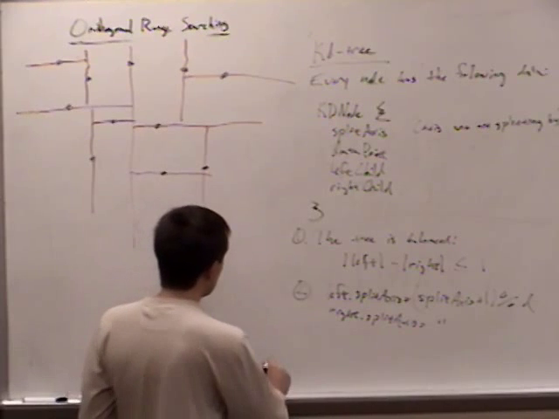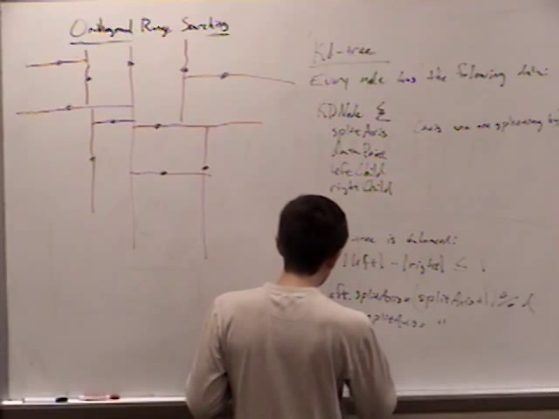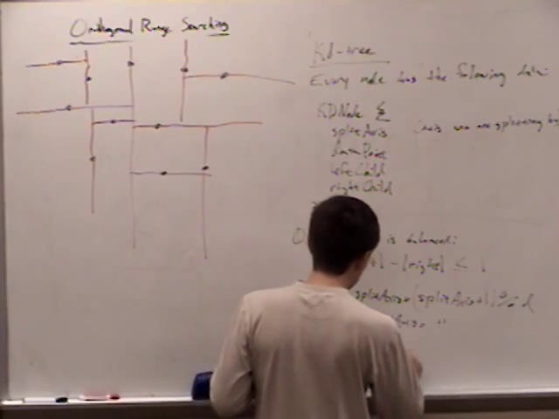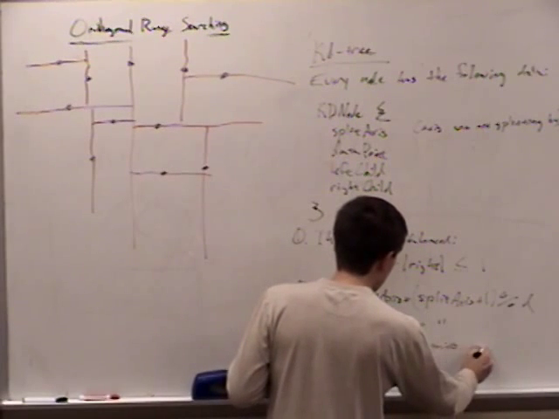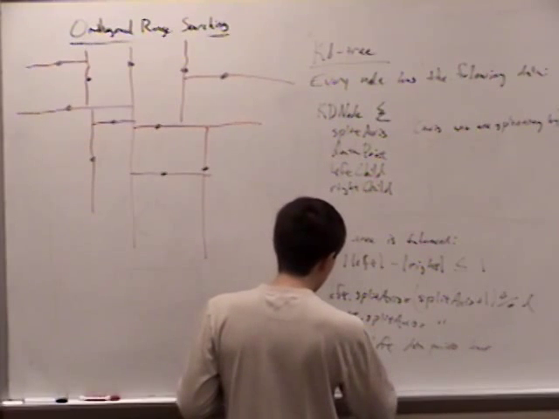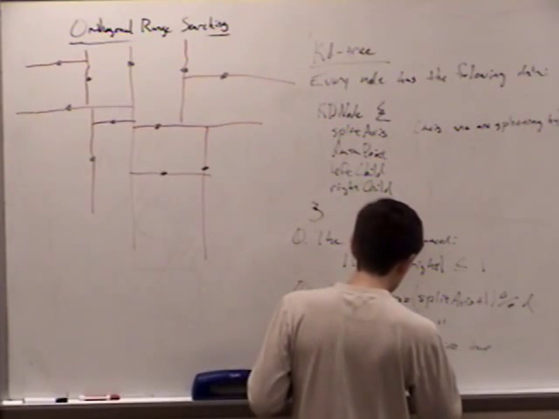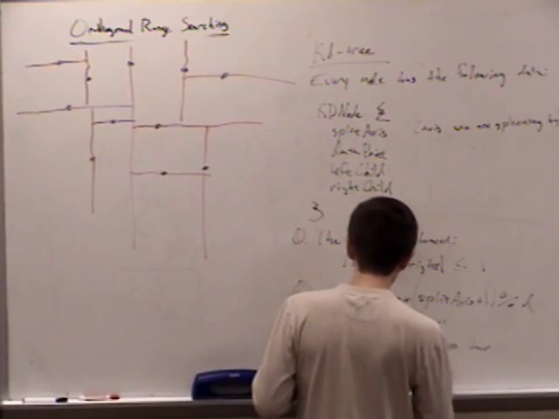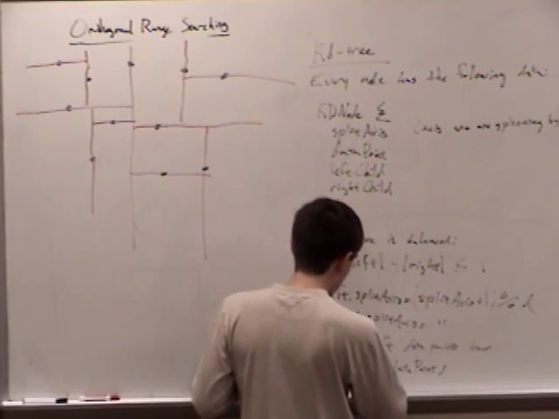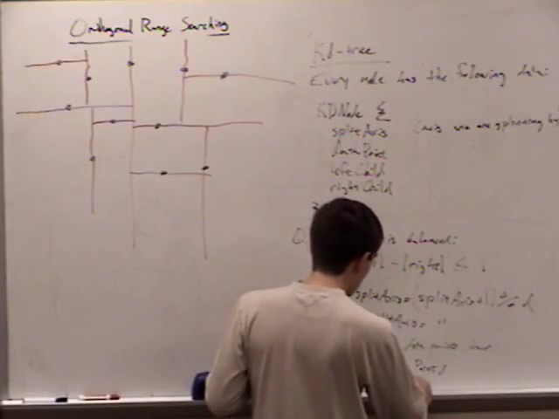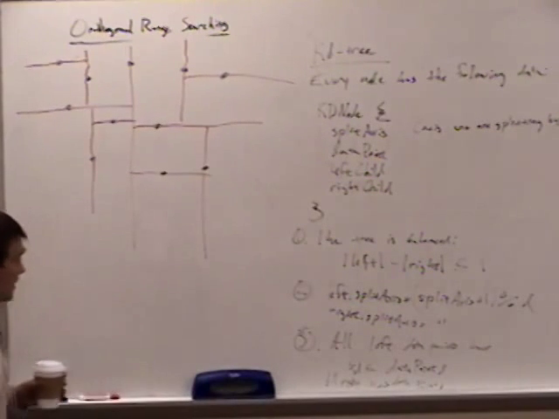Okay, and the final invariant is that all left data points have x sub d less than or equal to data point d, and then all right have x sub d greater than data point d. So that kind of sums it up, right?